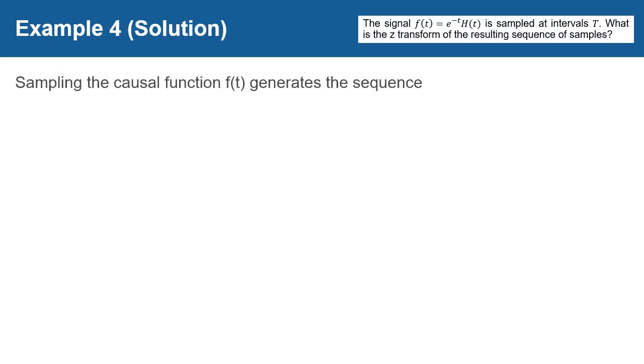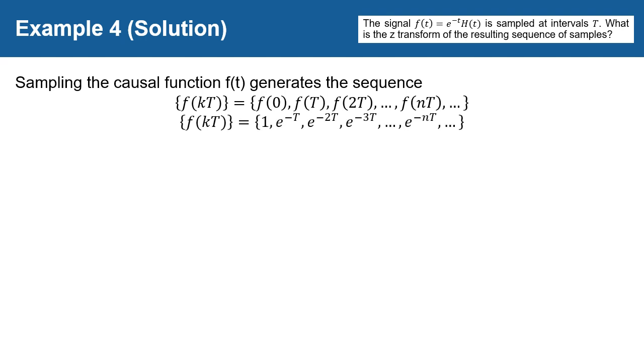Solving this example, sampling the causal function f of t now generates the sequence f of kT equal to f of 0, f of T, f of 2T, up to f of nT, and so on. We now have f of kT equal to 1, then e^(negative T), then e^(negative 2T), e^(negative 3T), and so on, up to e^(negative nT), and so on.